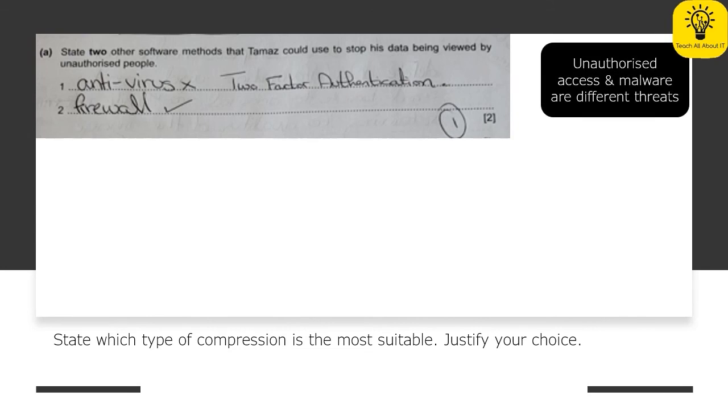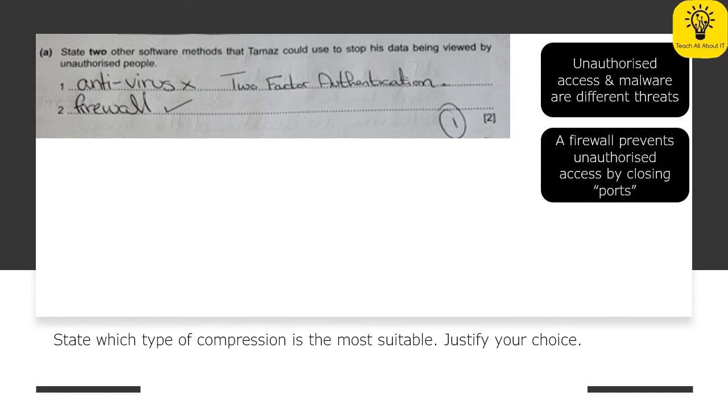So let's have a look at our student answer. Now they've only got 1 mark for this one, and that's because they've used the term antivirus. So we needed to state the software methods that they could use to stop the data from being viewed by unauthorized people. Now, unauthorized access and malware are two entirely different threats, although they both pose a threat to our data. So what we're looking for here is a firewall.